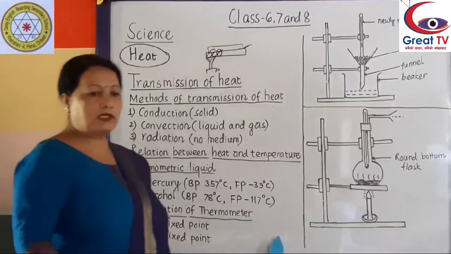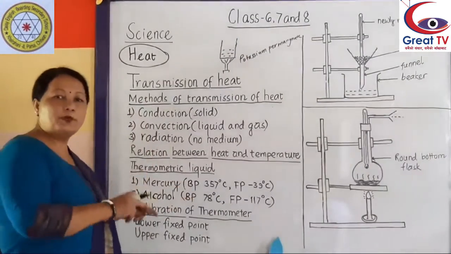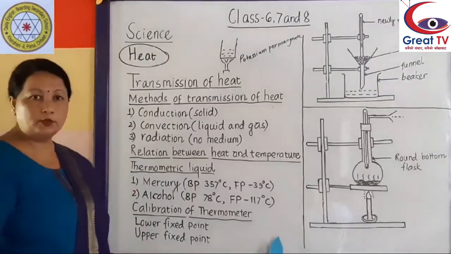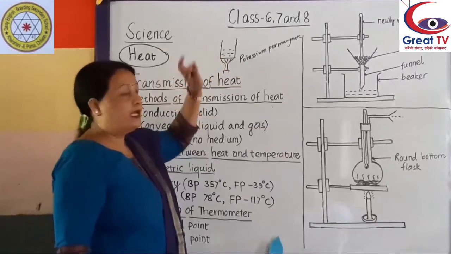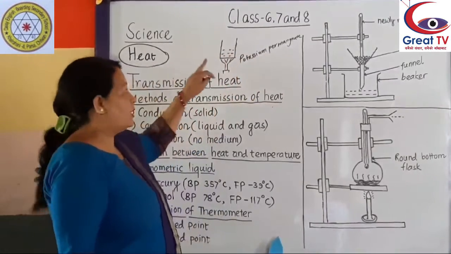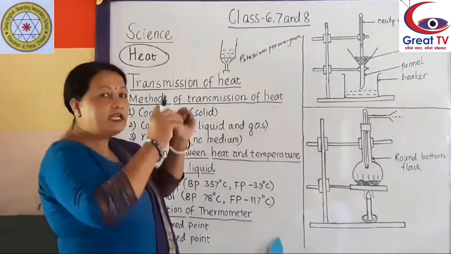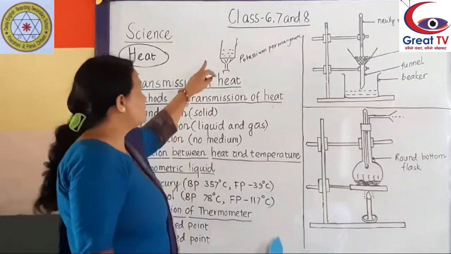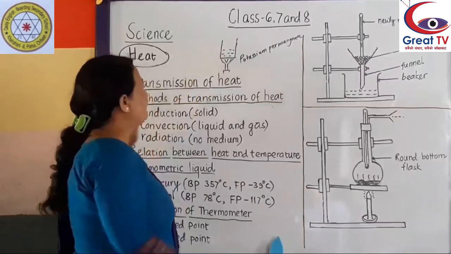Now, number two, convection method. It is the process of transfer of heat from one point to another point with changing the position of heated molecules. In this method, take a beaker containing water. Add some potassium permanganate to the water. Now heat the water. Potassium permanganate is added to see a clear view of the movement of molecules in the water. So heat the water. What happens?